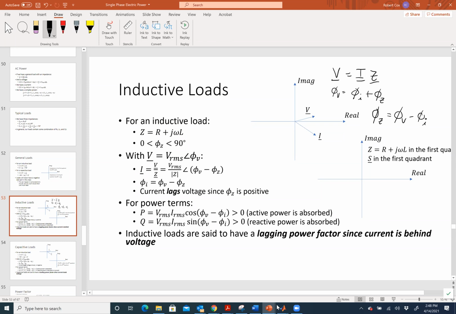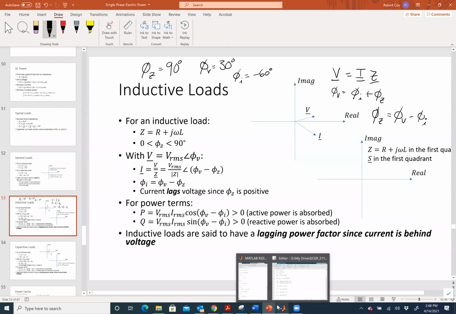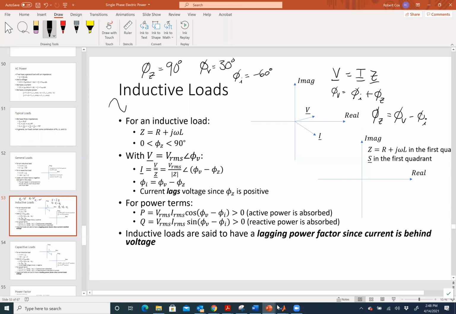Let's say I had a pure inductor, so 90 degrees, and let's say phi V was equal to 30 degrees, which is about what I have drawn in this picture. That puts phi I at negative 60. So the current is behind the voltage, and we call it lagging. In the time domain, on an oscilloscope, if the voltage looked like this, the current would look like that. It has its peak later, so it's lagging.